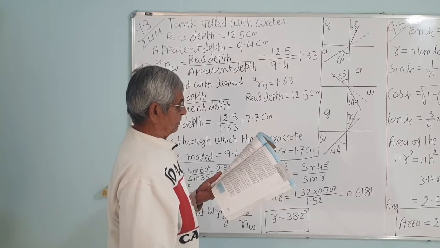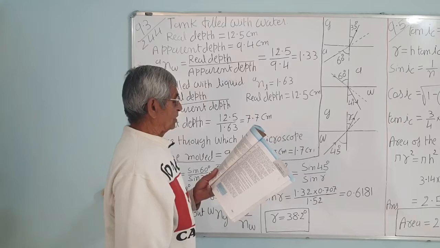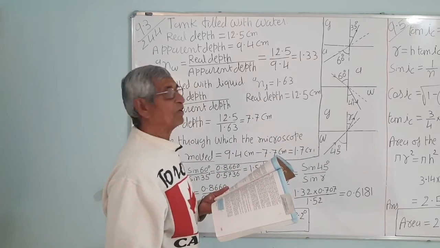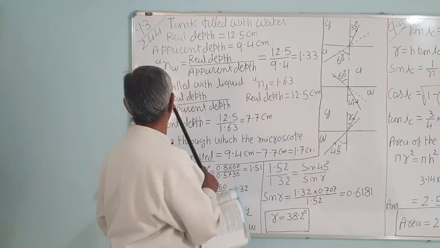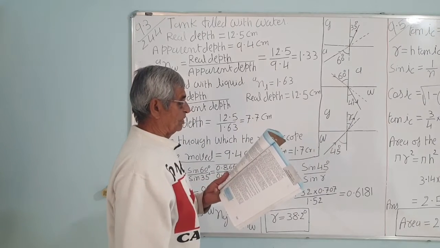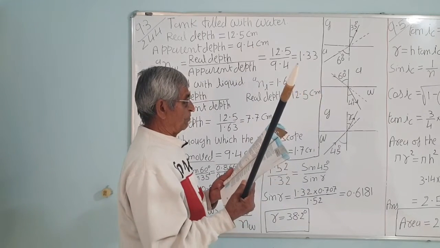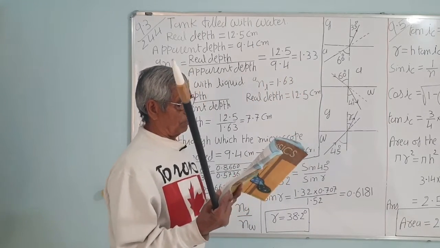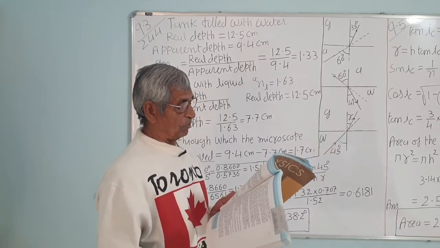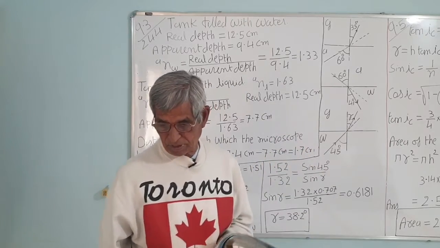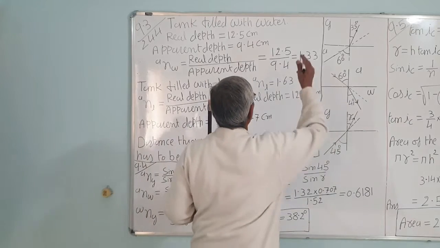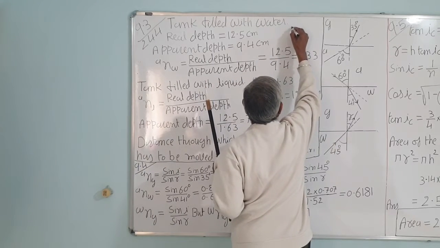Now, second, water is replaced by a liquid of refractive index 1.63 and tank is filled with this liquid. By what distance would the microscope have to be moved to focus on the needle again? So, tank is filled with the water.